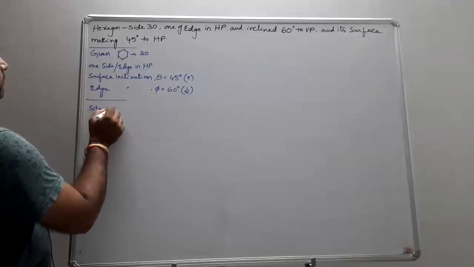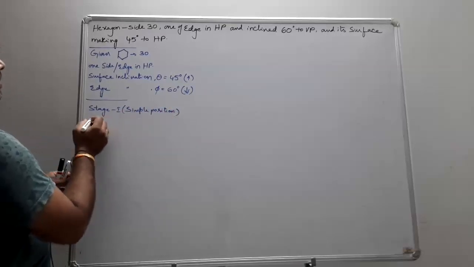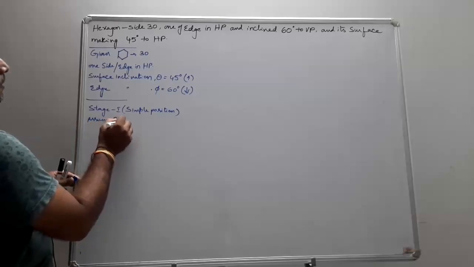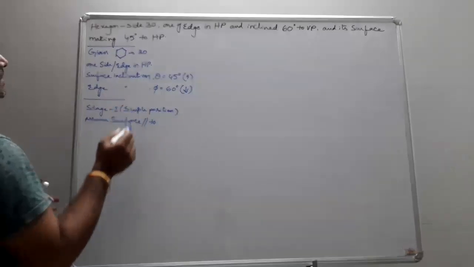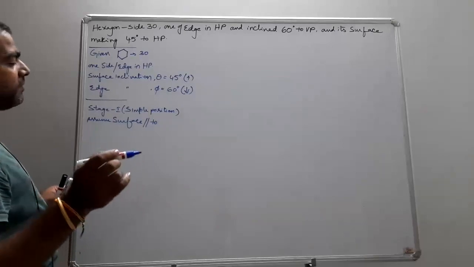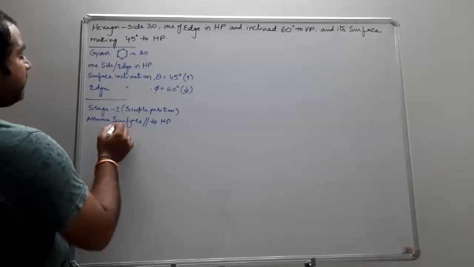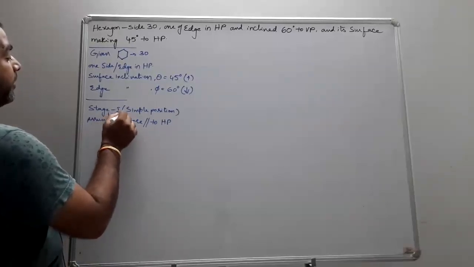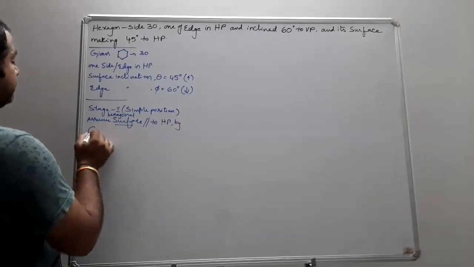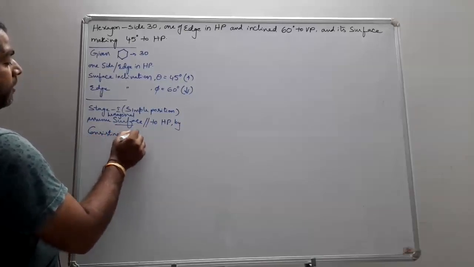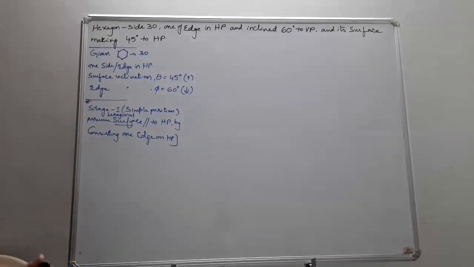Okay, so what was stage one? Stage one is the simple position. What do we do in the simple position? Assume the surface is parallel to HP, because the given surface inclination is always considered with the surface parallel to the reference plane, that is HP. So the hexagonal surface is parallel to HP in the simple position, and we consider one edge on HP. This is stage one. So let us see, first of all, I just do my stage one.